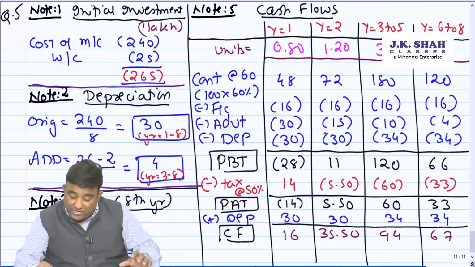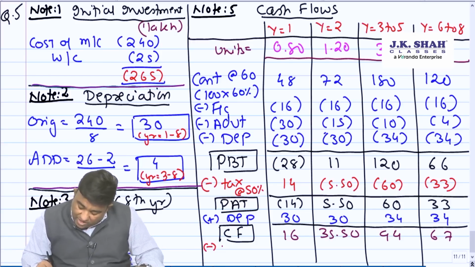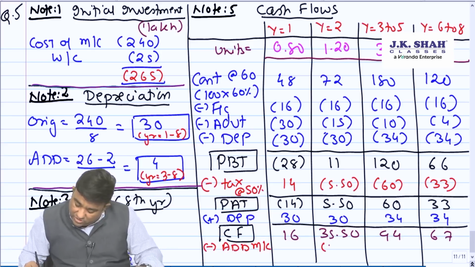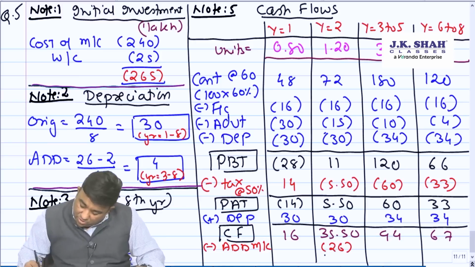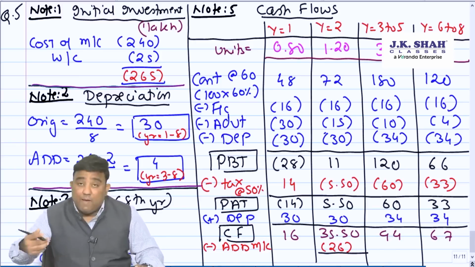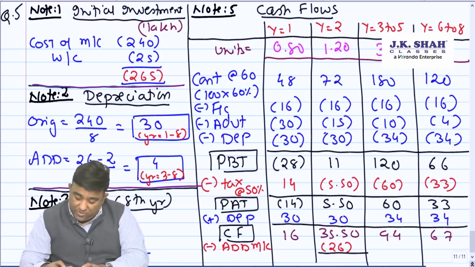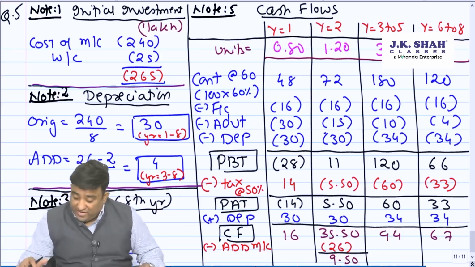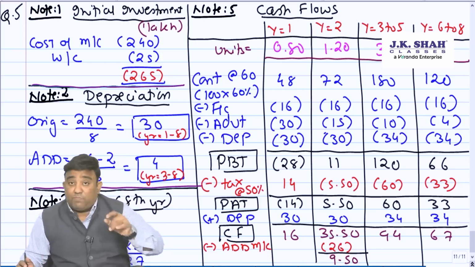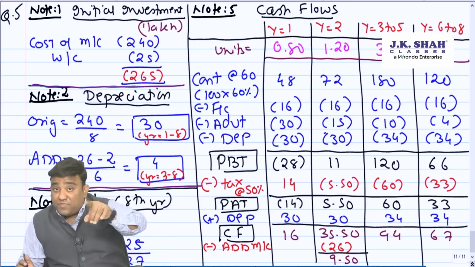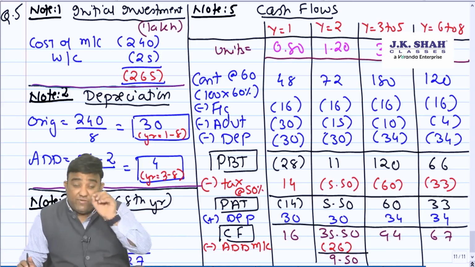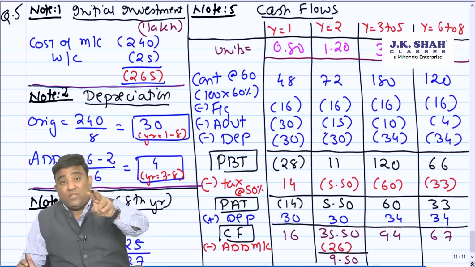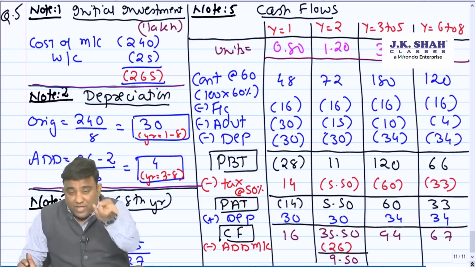But the main part is, here we have purchased additional machine of how much? 26 lakh in second year. So that will proportionately reduce my cash inflows of second year. So 35.5 minus 26, that gives you 9.5. Very important. You just can't forget this additional machine, which is purchased in the beginning of third. Beginning of third is end of second. That is very important. End of second is end of second. End of third is end of third. But beginning of third is end of second.